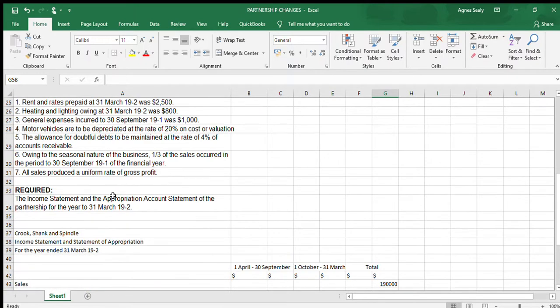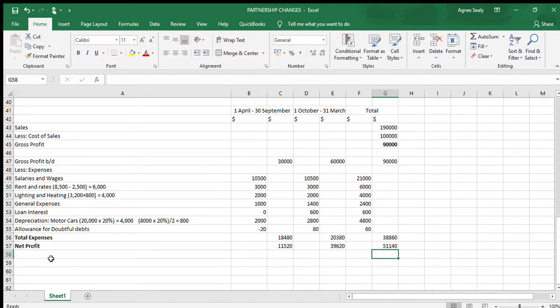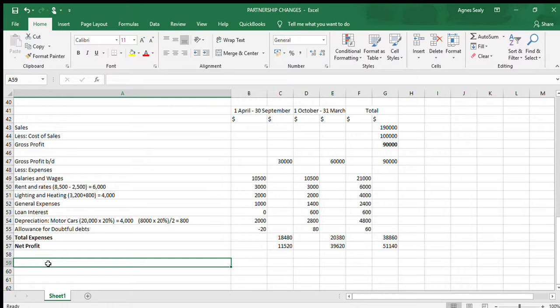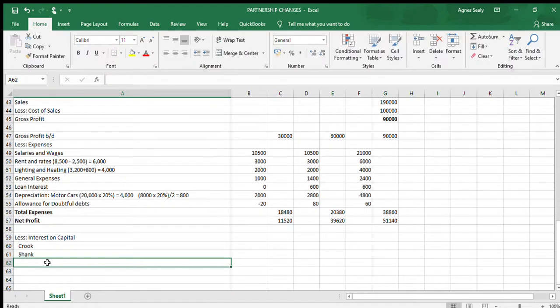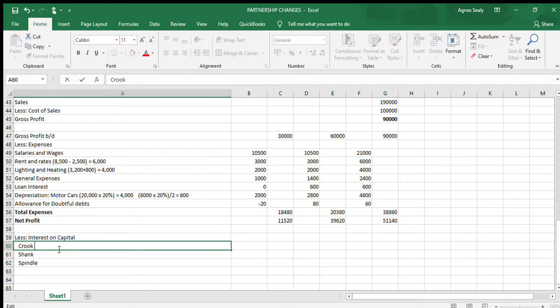and so we're going to calculate our interest on capital, and our interest on capital is subtracted from the profits so that we can see the remaining profits that can be shared between the partners. So that's interest on capital, and this is interest on capital for Crook, Shank, and Spindle. And this interest on capital is at 10%.